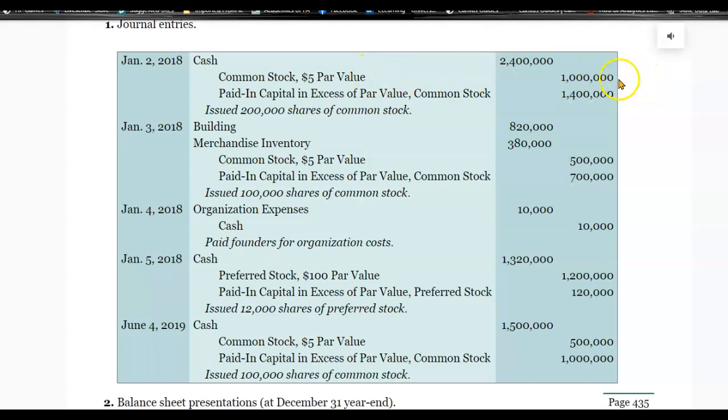Now the $7 per share, which is $1.4 million, that's going to go in paid in capital in excess of par value, common stock. And so we credit that $1.4 million. And so that transaction is finished. That is a completed journal entry for that first transaction.